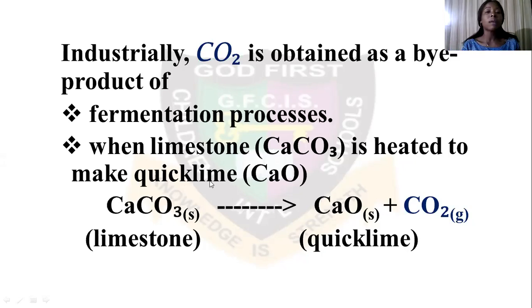Then also, carbon 4 oxide is prepared when limestone is heated. Now, limestone has the same chemical composition as marble chips, CaCO3, that's calcium trioxocarbonate 4. So when limestone is heated to make quicklime, this is limestone, CaCO3. When it is heated, you have quicklime, calcium oxide, and then you have carbon 4 oxide as the byproduct. So that carbon 4 oxide is collected. So industrially, that's how carbon 4 oxide is obtained.